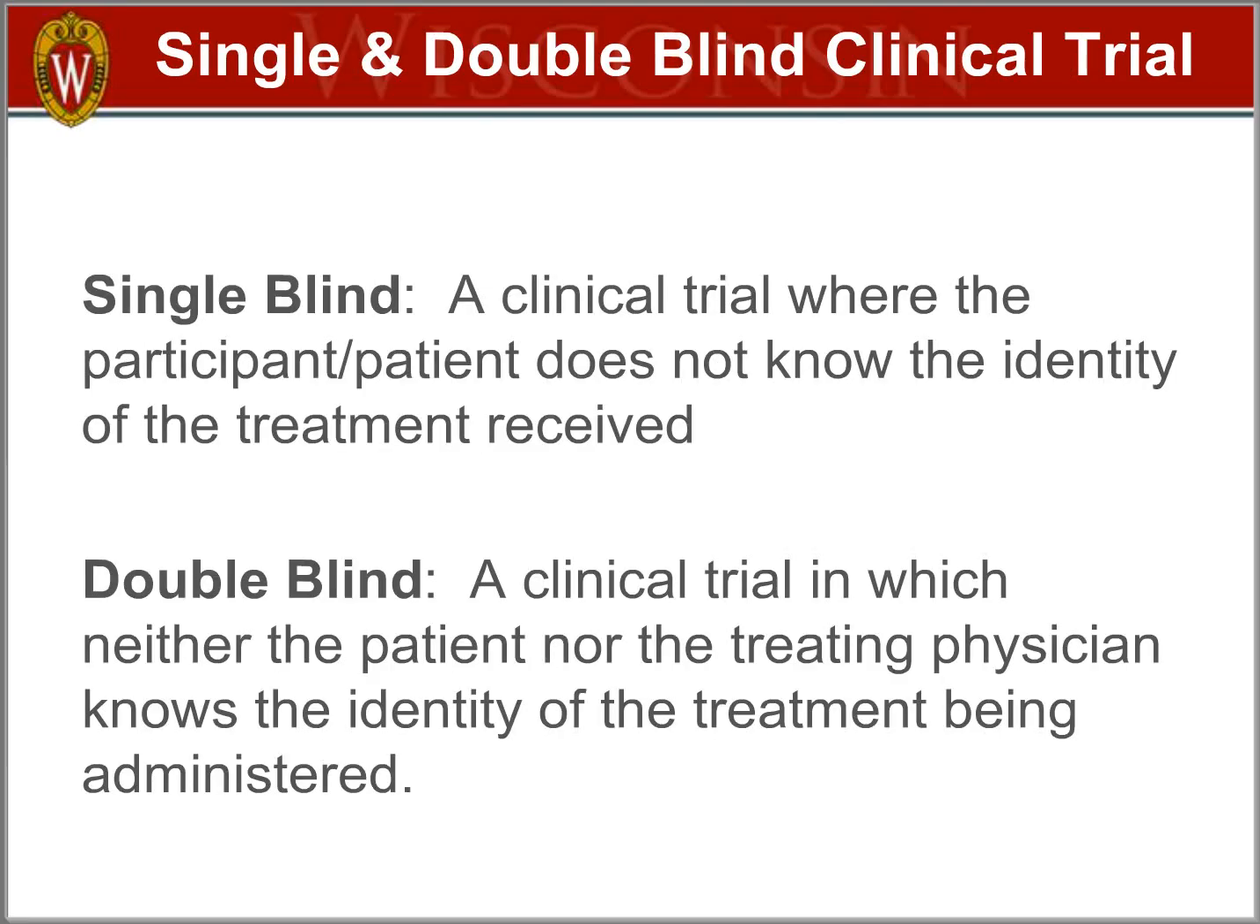We talk about different kinds of trials, single-blind trials, double-blind trials. By a single-blind trial, we mean a trial where the participant, the patient, does not know the identity of the treatment being received, but the investigator does. In a double-blind trial, neither the patient nor the treating physician or healthcare team know the identity of treatments being administered. Now, not all trials can be double-blinded or even single-blinded.